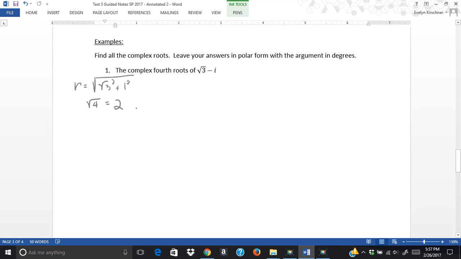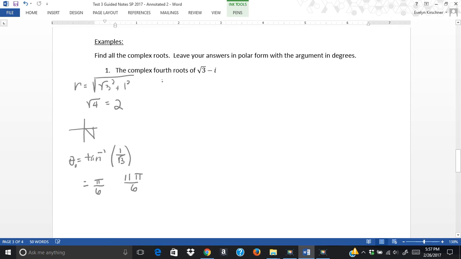And my angle: x is positive, y is negative, so it's in the fourth quadrant, so it's here. And so my angle is the inverse tangent of 1 over radical 3, which is pi over 6. So it's in the fourth quadrant, my angle is going to be 11 pi over 6.